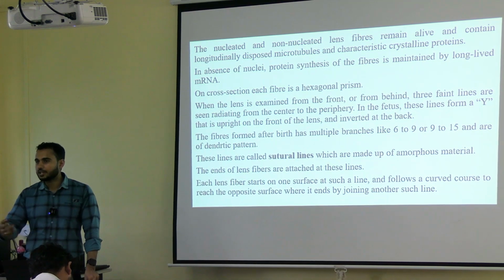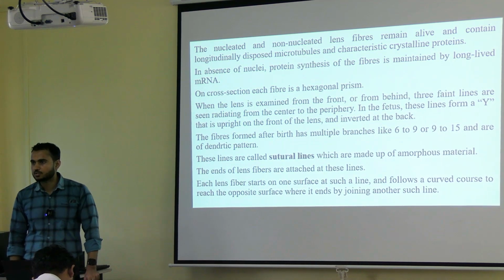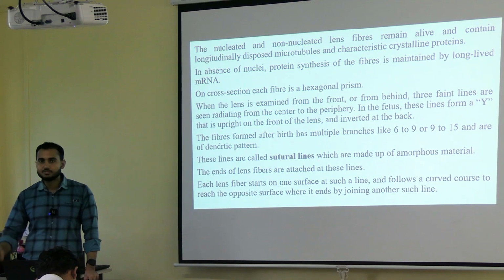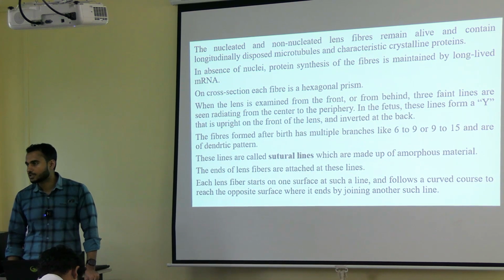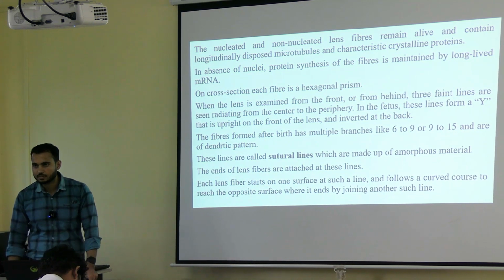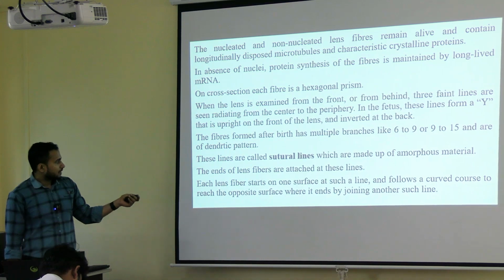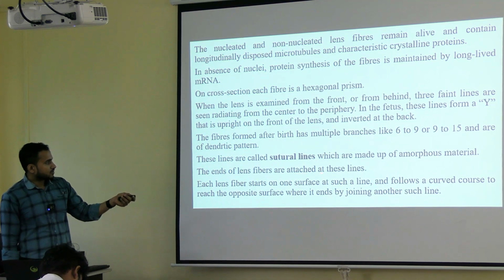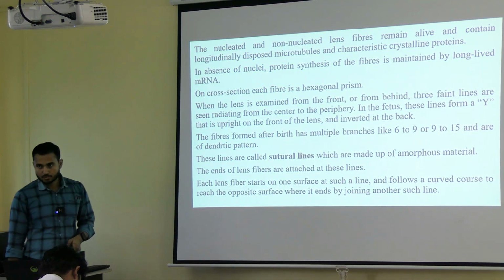Okay, that is required जब age related changes होता है in the lens fibers, at that time with the help of the slit lamp these fibers can be seen. Okay, now the ends of the lens fibers are attached to these sutural lines.